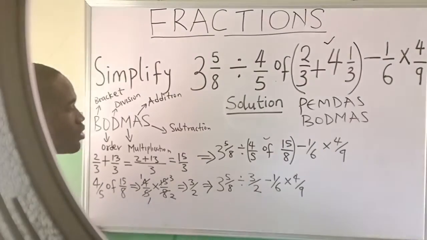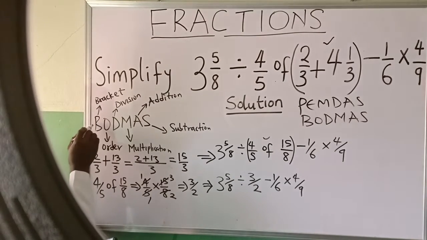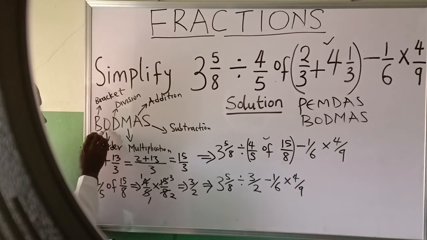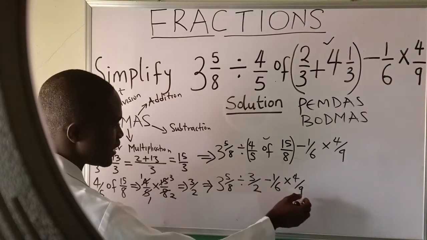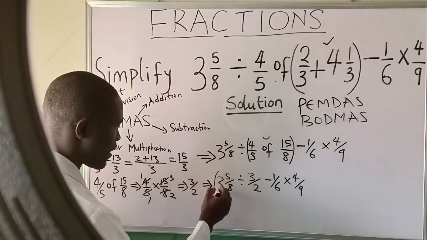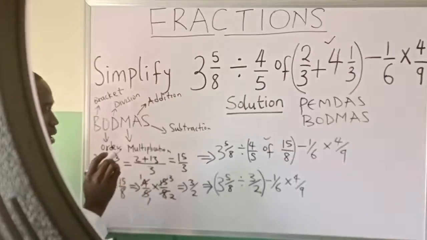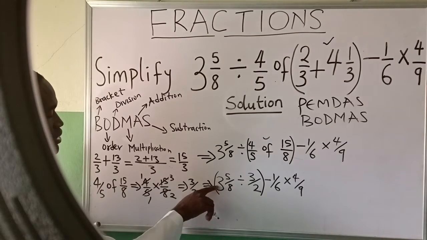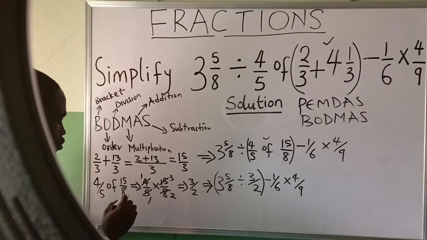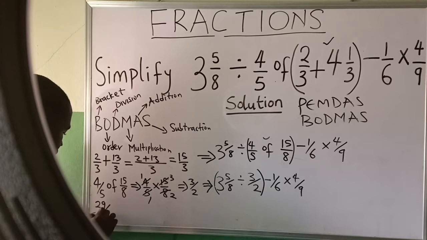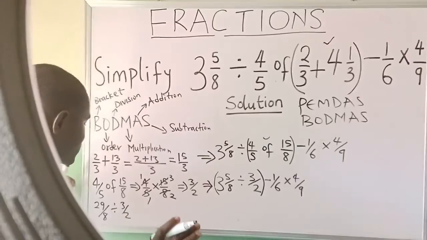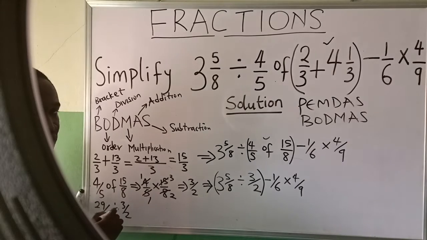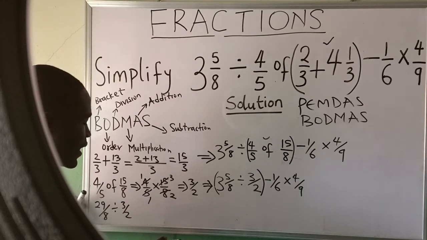So I am done with this also. I've done bracket, I've done of or order. I'll go for division. Do I have a division sign here? Yes. I will bracket these two. When I bracket it, 3 times 8 is 24 plus 5, 29. I will write 29/8 divided by 3/2. Now, in mathematics, it is known that when you see division, you don't solve with division just like that.